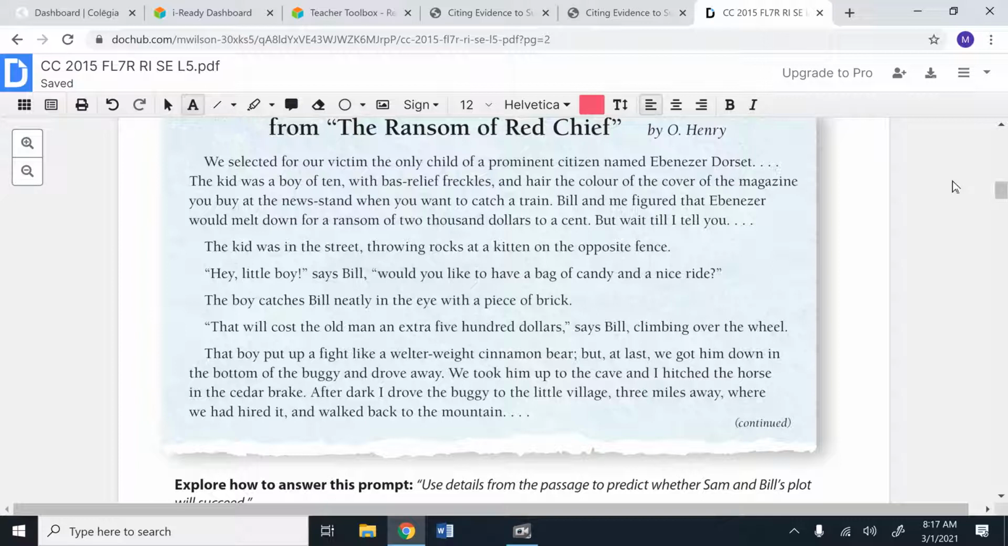We took him up to the cave and I hitched the horse at the cedar brake. After dark I drove the buggy to the little village, 3 miles away, where we had hired it, and walked back to the mountain.